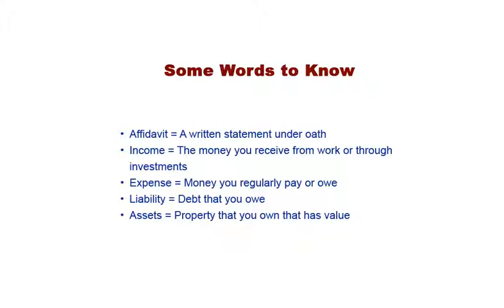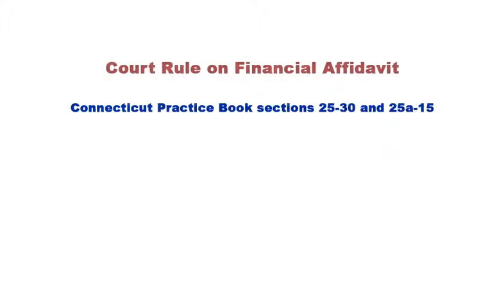An asset is any property of value that you own. These can include real estate, motor vehicles, boats, jewelry, bank and savings accounts, insurance, and investments. The court rules on financial affidavits can be found in the Connecticut Practice Book at sections 25-30 and 25A-15.